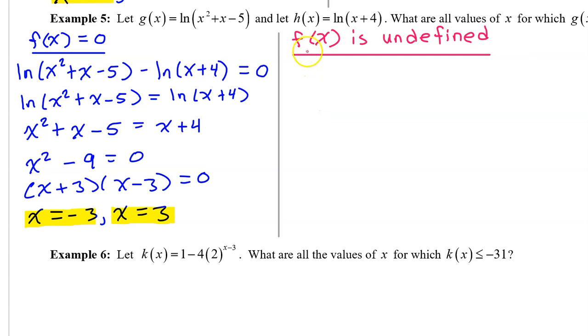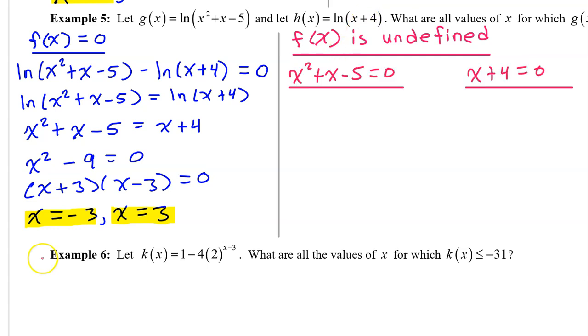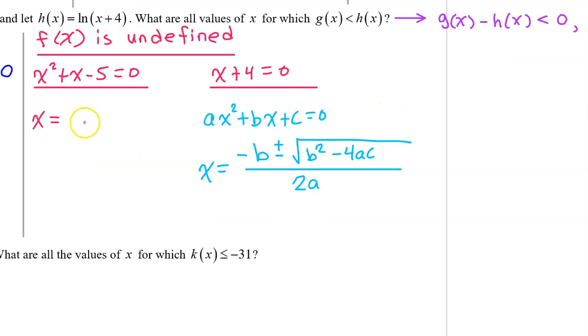Now we need to find where f of x is undefined. You cannot take the natural log of 0. So f of x will be undefined when this expression inside the logarithm is equal to 0, or when this expression is equal to 0. Let's solve this equation first. I would normally factor this if I could, but x squared plus x minus 5 is not factorable. Instead, we can solve this equation using the quadratic formula.